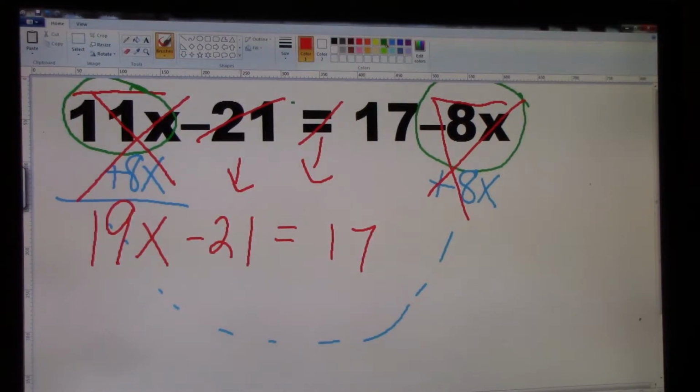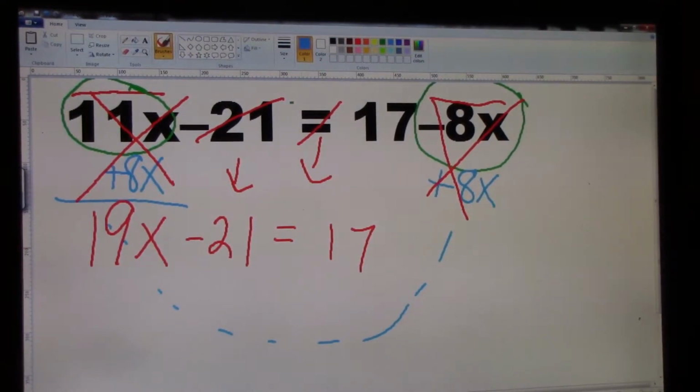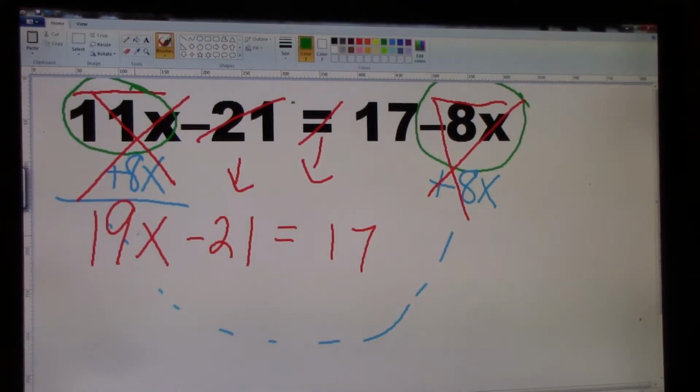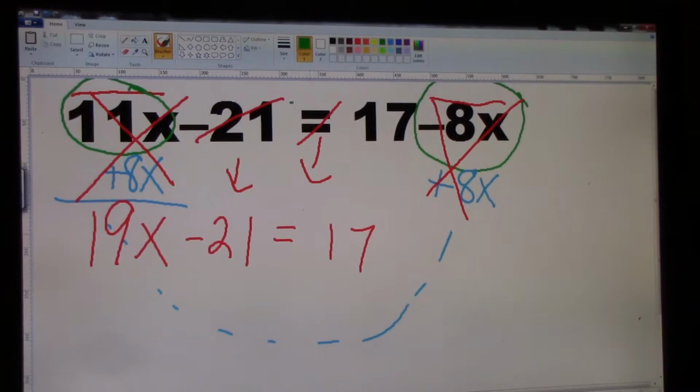Now we have a variable on one side. If you were given this problem at the very beginning, you don't have variables on both sides, you have them on one side. You're still going to move something, but our question is which one of these like terms are we going to move? First of all, what are our like terms out of 19x, negative 21, and 17? Well, obviously, these are your like terms here. This has a number and a variable. These are two numbers.